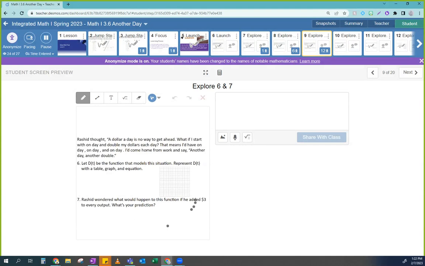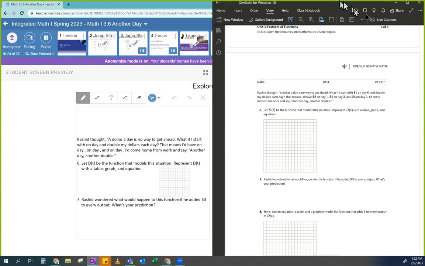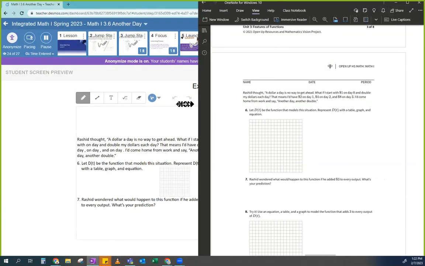Okay, so in my table, and I'm going to draw this over here, I'm going to get into this part right here.